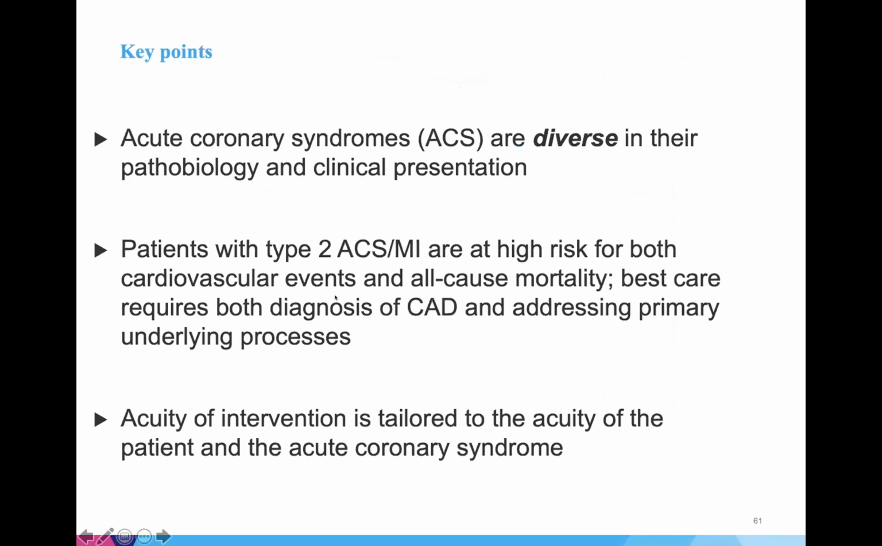The data now show that there's no penalty for delaying angiography until somebody stabilizes neurologically. So this was shown previously in the COACT study that was published in 2019. And now, more recently, we have a new study called the Tomahawk study that shows effectively the same thing.